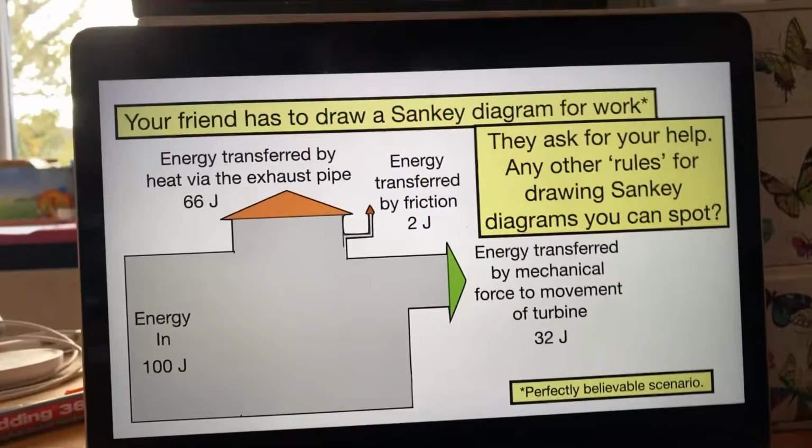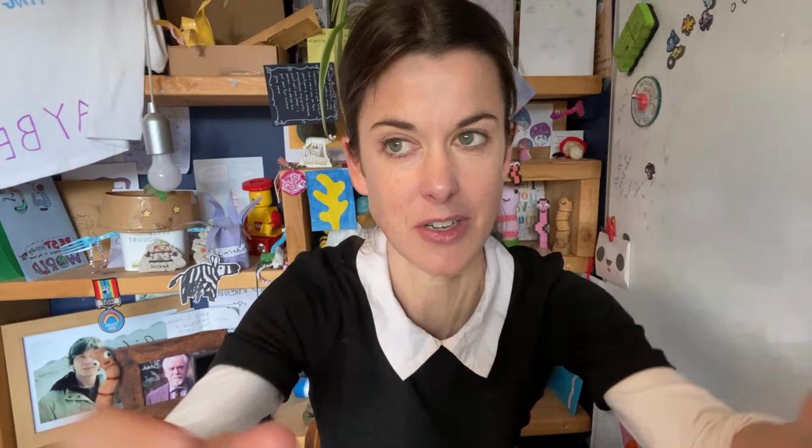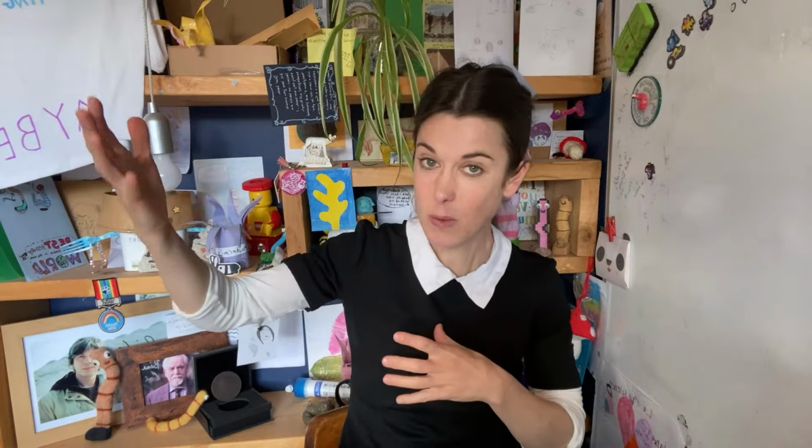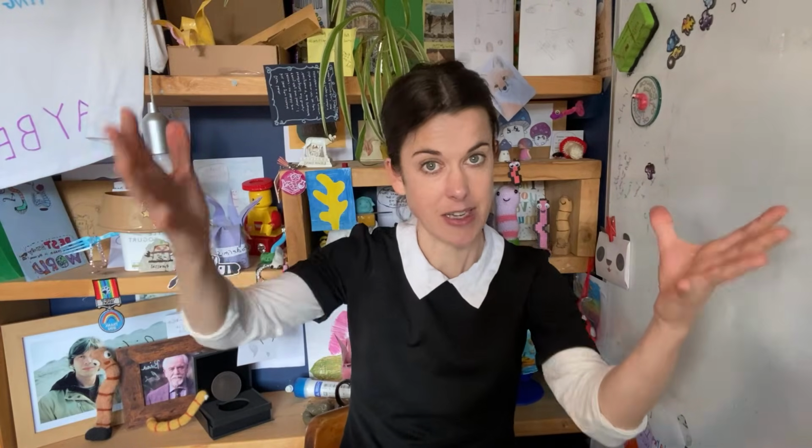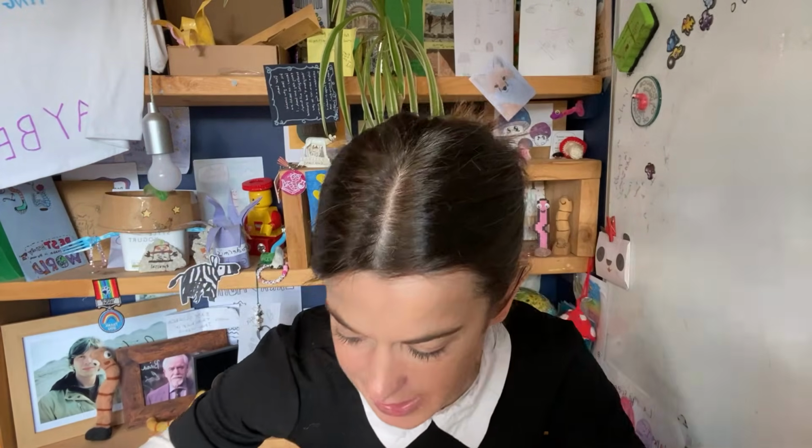Oh, it makes perfect sense, because in loads of these lessons, we've talked about how energy cannot be created and it cannot be destroyed. It's got to go somewhere. So whether it's wasted or whether it's useful, all of that energy has got to add up to the energy that has gone in. Okay, let's draw a Sankey diagram.